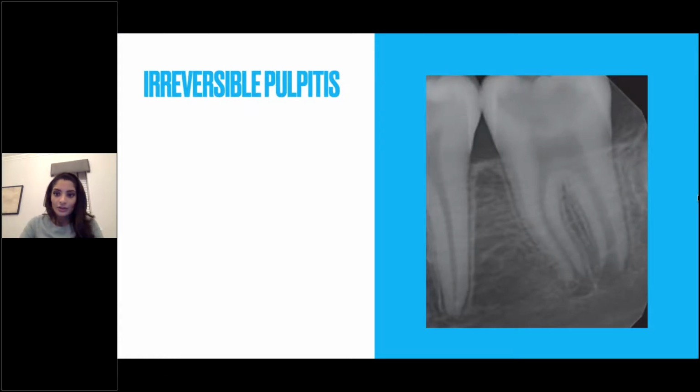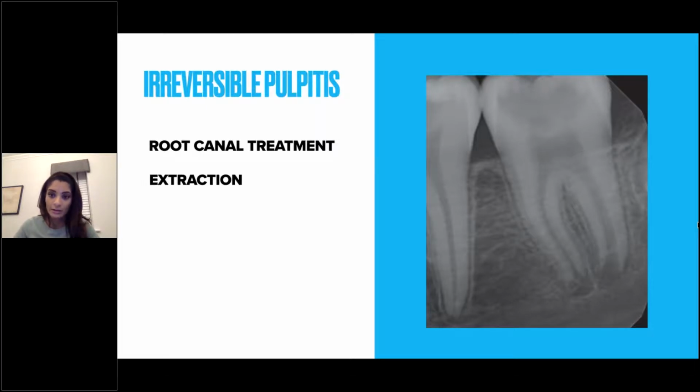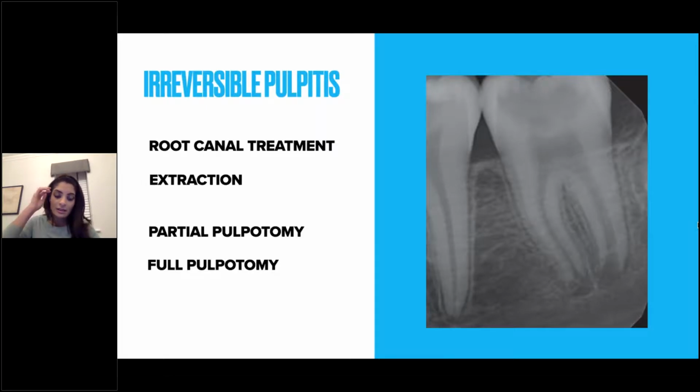So now moving on to cases of irreversible pulpitis. So you can see here this lower 7, it's got extensive caries, very close to pulp. We've got open apices, no lesion here, just wide apices. And this tooth is in a state of irreversible pulpitis. So the patient's getting pain with hot, a continuous ache. And the options here are firstly to do a root canal treatment. We could extract the tooth, or we could consider a partial pulpotomy or a full pulpotomy.